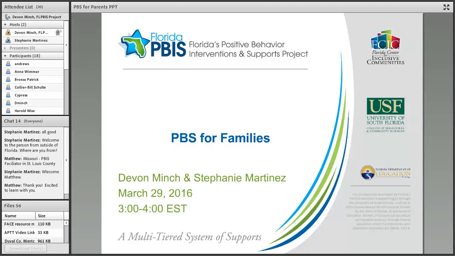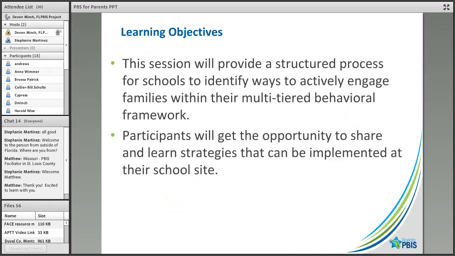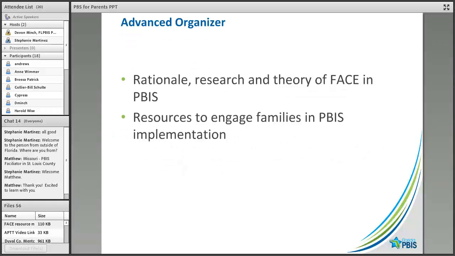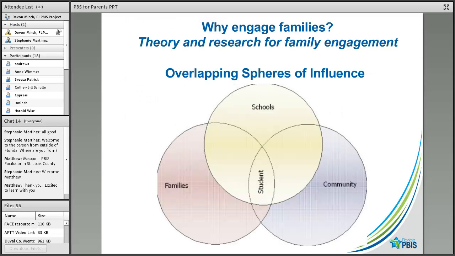I'm Devin Minch, and today we are talking about PBS for families. The objectives that Stephanie and I came up with today are a process for your school to identify ways to engage your families and have the opportunity to share and learn strategies among each other today. So we'll be going over some of the rationale, research, and theory, and then getting into some resources to help you support these strategies within your school and district.